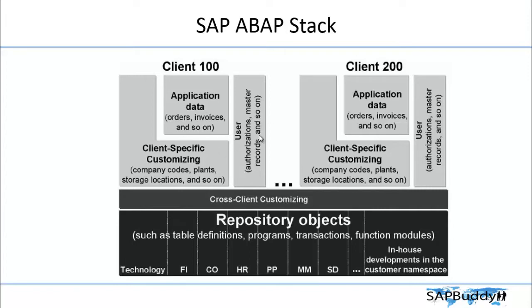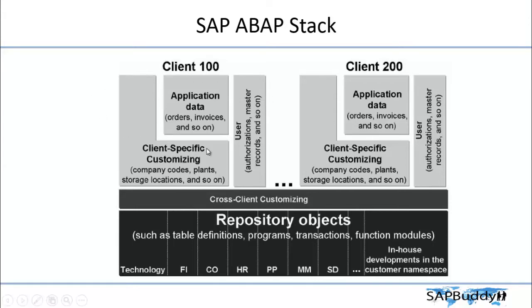The user and role objects do not actually come into client specific customizing or application data. This is kind of a master data, but it is not really a customizing data as well. But whenever you create a role, it will be a customizing object, but still it will be different than the standard customizing. Okay, that is a different topic. We will come to that later.